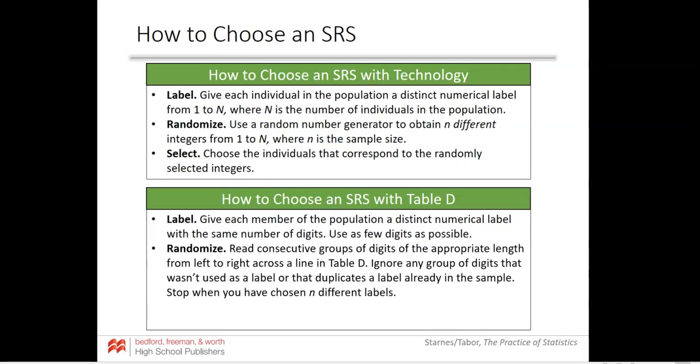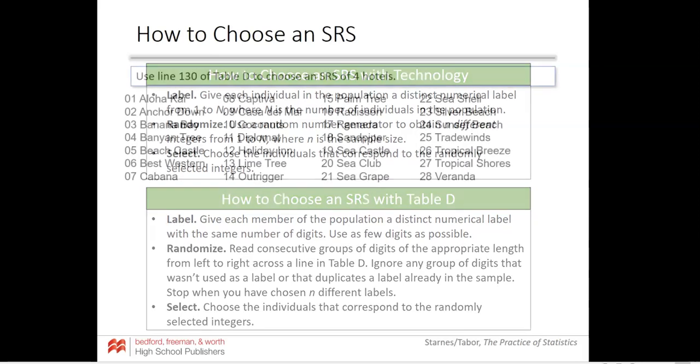So they're talking about how to do this with a randomized table of numbers. It has different names, Table D in this case. Usually it's literally just a whole bunch of numbers strung together. If you were describing it, you'd be very instructive: read consecutive digits left to right, ignore any groups of digits that don't have a label, and maybe talk about whether repeats are allowed or not. It might depend on the setting. We'll talk about what this means, and you'll select them based on that table.